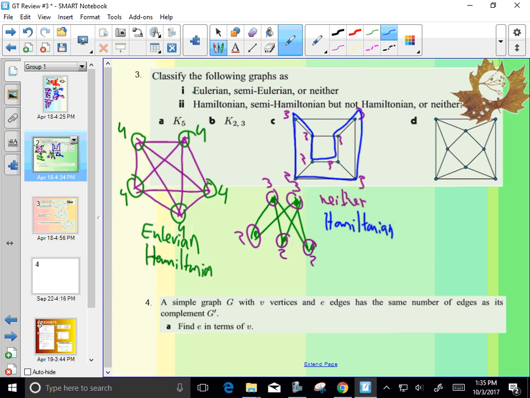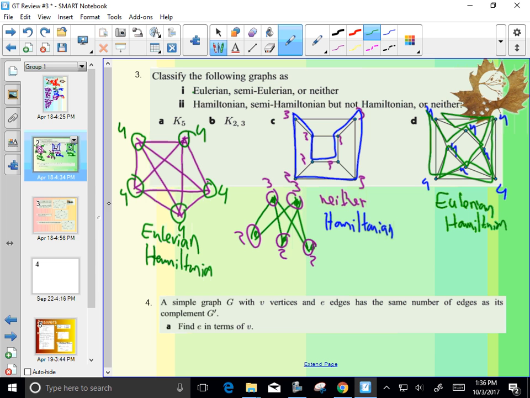Okay? And then these are all 4. These are all 4, so that's going to be what? Eulerian. Oh, wait, no, I'm doing Hamiltonian here. It's going to go around here. Got it. So that's Hamiltonian, isn't it? And Eulerian. So Eulerian for sure, and Hamiltonian easily.